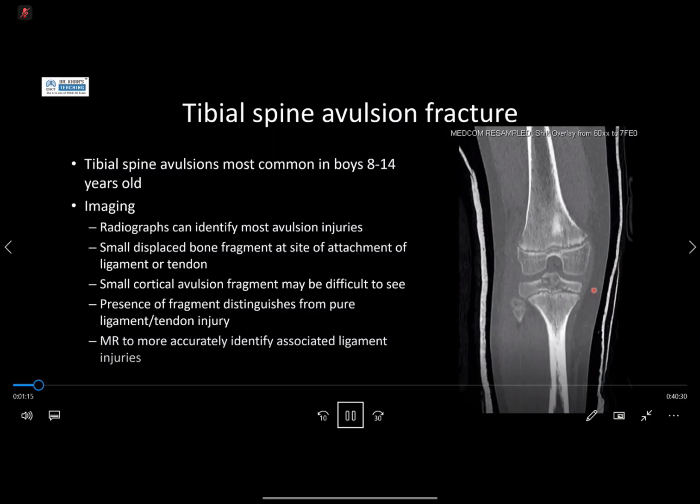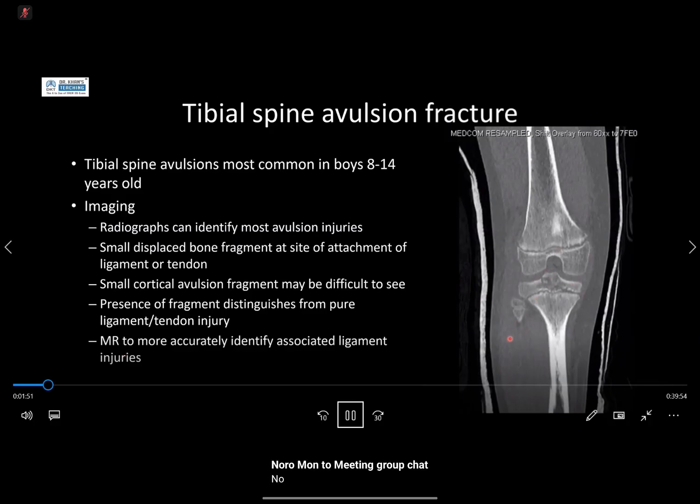And you can also do a CT scan. Often you don't need to if your X-ray can see a displaced fragment, but sometimes if it's undisplaced and very subtle, it can be easily missed unless there was, as I said, a free-floating fragment. It's very common in boys 8 to 14 years old. Radiographs can identify most avulsion injuries. A small cortical avulsion can be very hard to see, which is why you do an MR to look for it, because you are looking for bone marrow edema and also other associated ligamentous injuries.